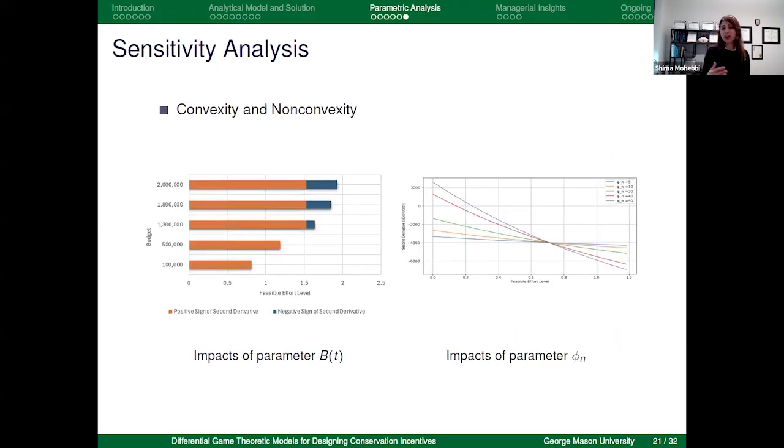We also looked at the impact of budget and environmental benefit on problem convexity. And on the left side graph, we can see that the feasible effort level increases with the budget size. For budget sizes of $100K and $500K, the problem exhibits non-convex behavior across all feasible effort levels. In contrast, for the other budget sizes, the problem initially shows non-convex behavior, but transitions to convex behavior as the effort level increases.